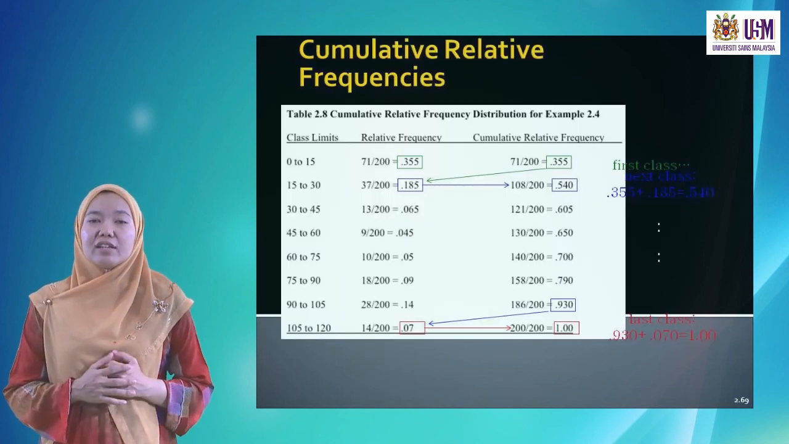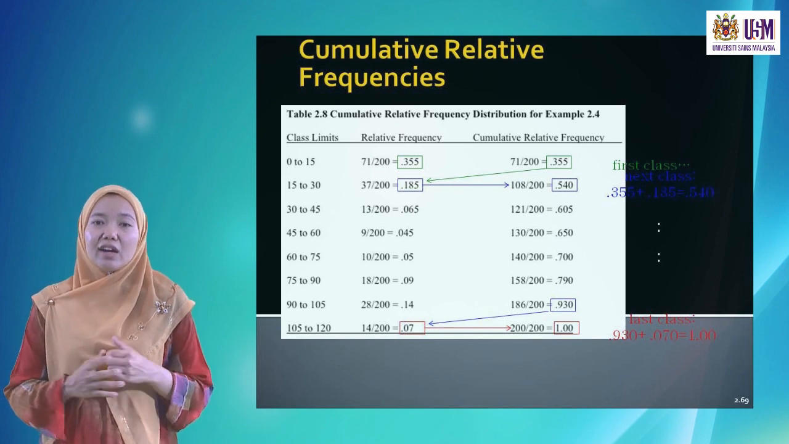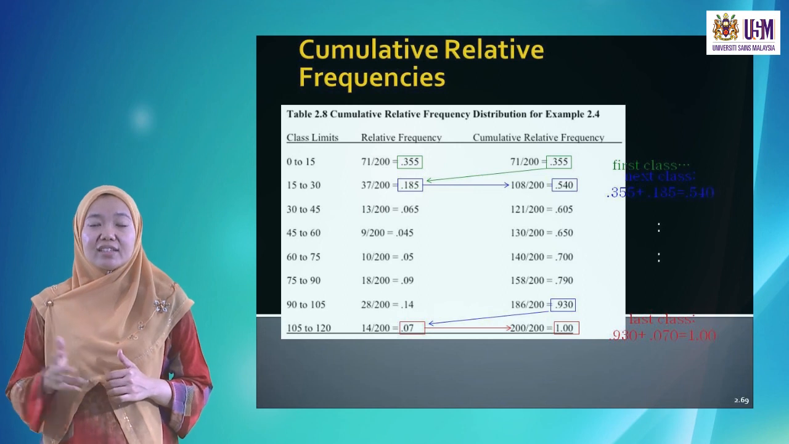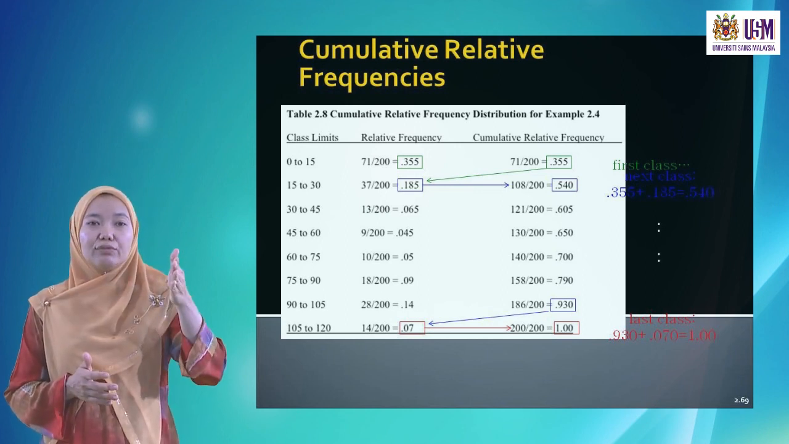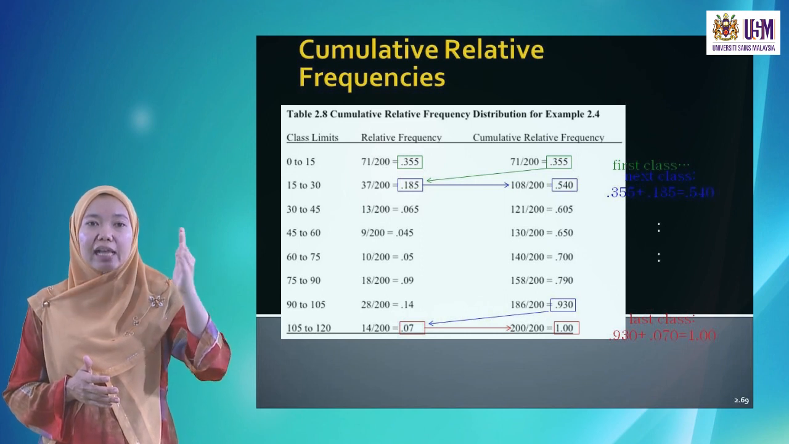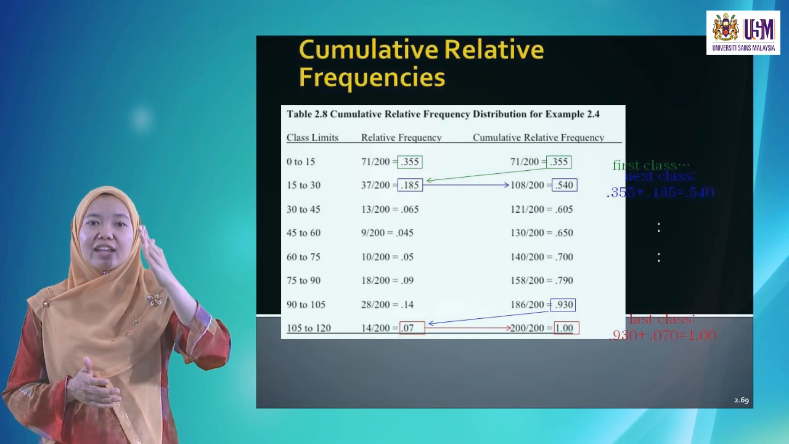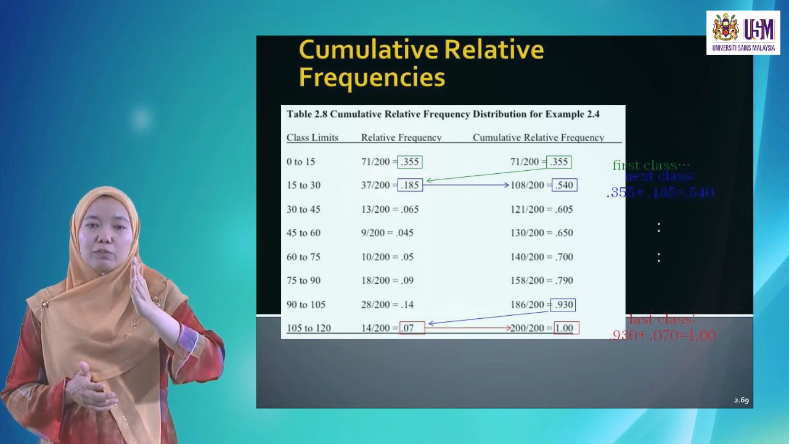We are still using the relative frequency distribution table from earlier. It's just that now you need to have another column. I add another column on the right-hand side of the table. So on the left-hand side, you have the class limits or the class groups, and then the middle column, the relative frequency. Remember, relative frequency must total up to 100 percent, or in decimal form, up to 1.